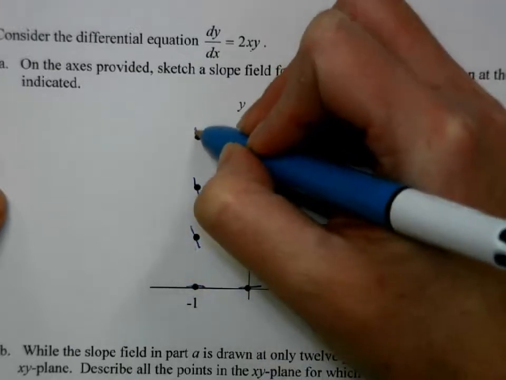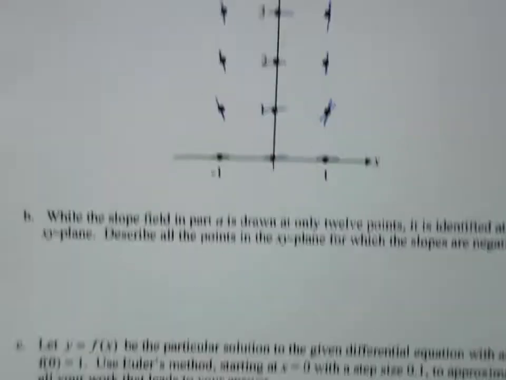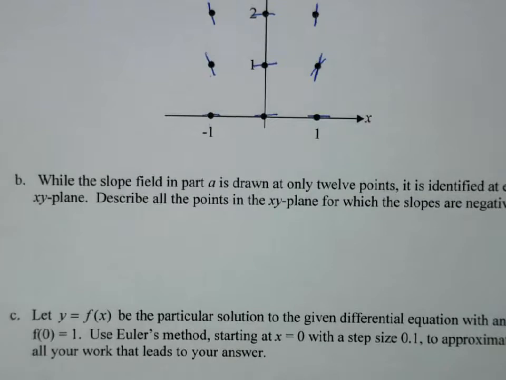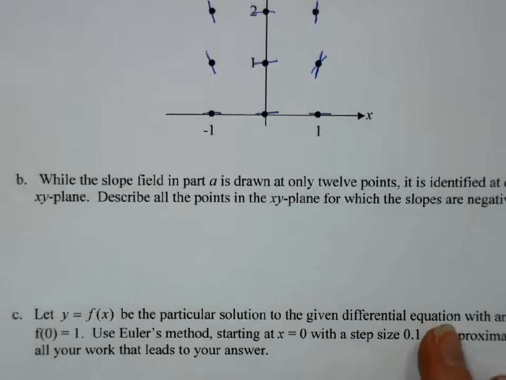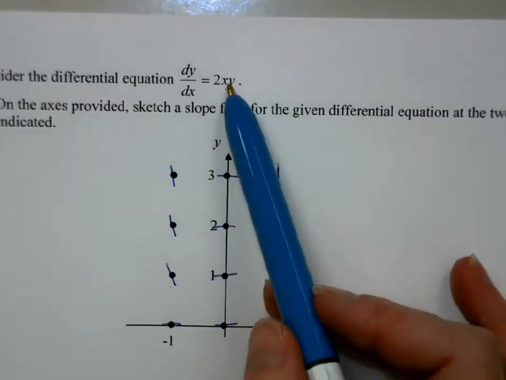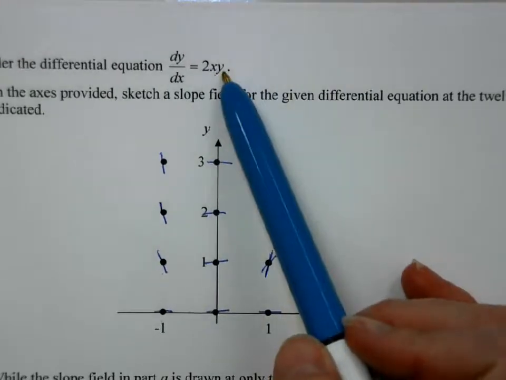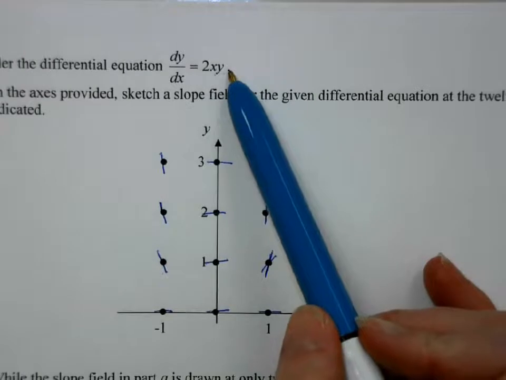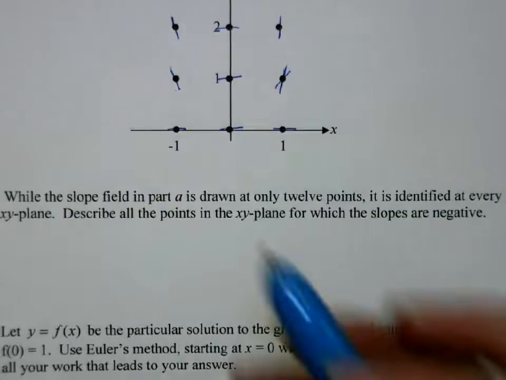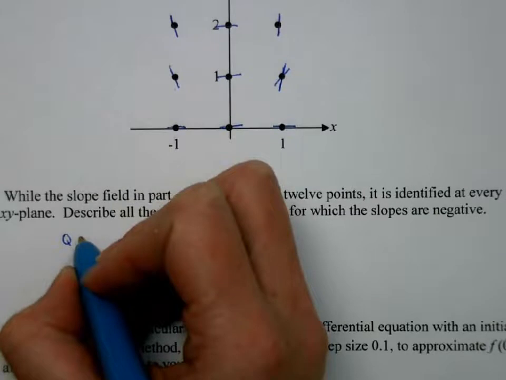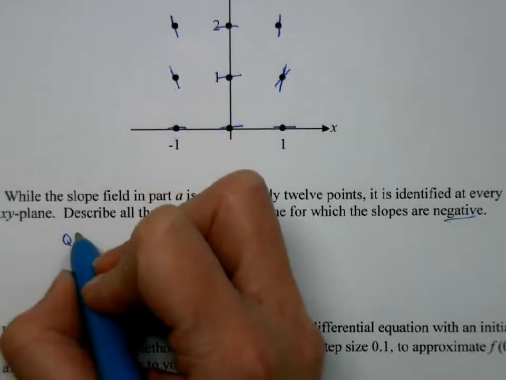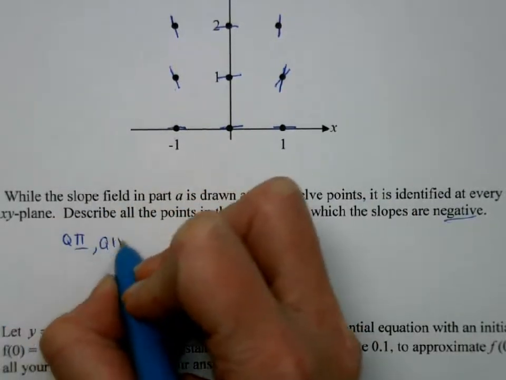Okay, while the slope field in part A is drawn for only 12 points, it is identified at every point in the xy plane. Describe all the points in the xy plane for which the slopes are positive. Well, in order to get a positive number here, we're multiplying two numbers. So if x and y are positive, we'll have positive. If x and y are both negative, we'll have positive. So in quadrant, oh, we want negative, sorry. So in quadrant 2 and quadrant 4, if I have a positive negative or a negative positive, we will have a negative slope.